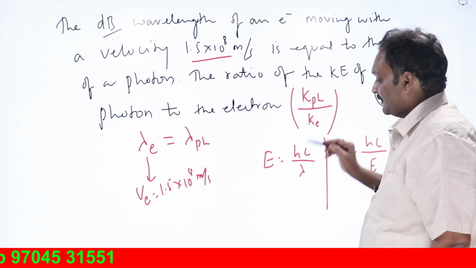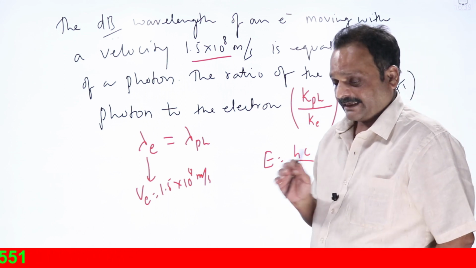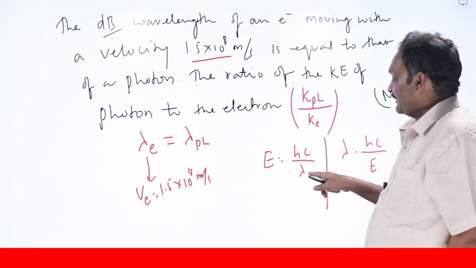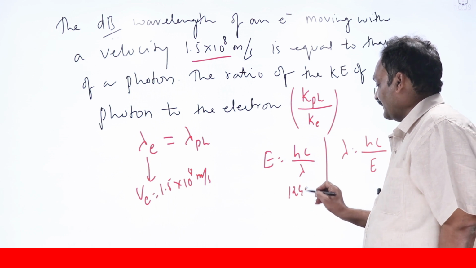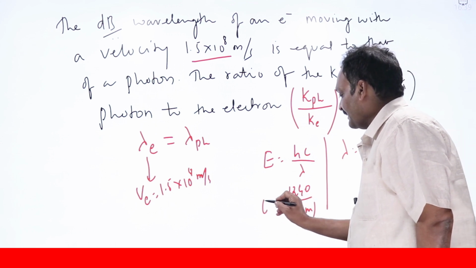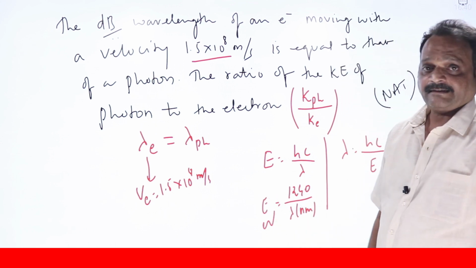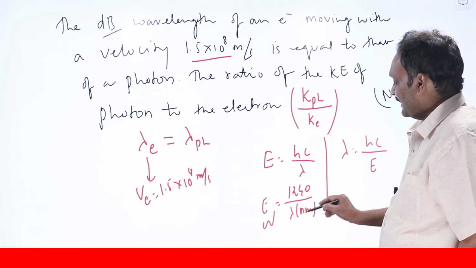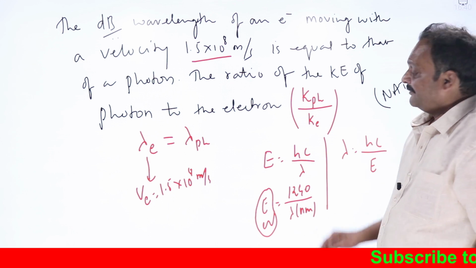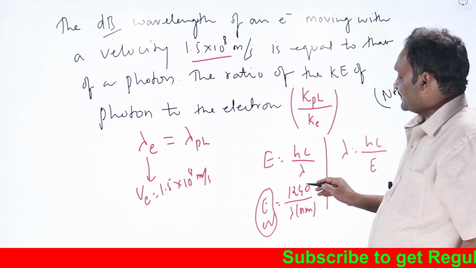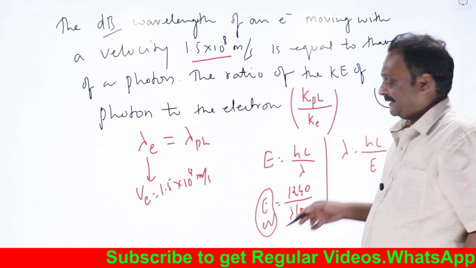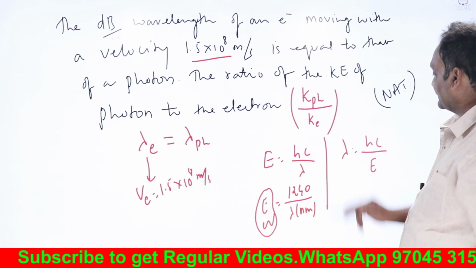If lambda is given in nanometers, nowadays most of the exams are not using angstroms, they are using the metric system, so only nanometer questions are coming. If lambda is given in nanometers, it will be 1240 by lambda, and the energy will be in electron volts directly. No other conversion factor is required. If lambda is given in angstroms, it is 12,400 because 1 nanometer equals 10 angstroms. Multiply with 10 here and here, we get 12,400 by angstroms.